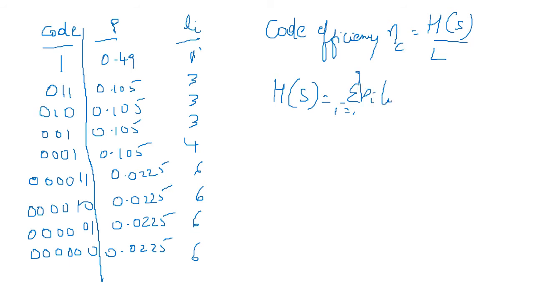Pi into log 1 by pi. Substitute the value, you are going to get the same entropy value because probability values are the same. So you will get 2.3626 bits per symbol.